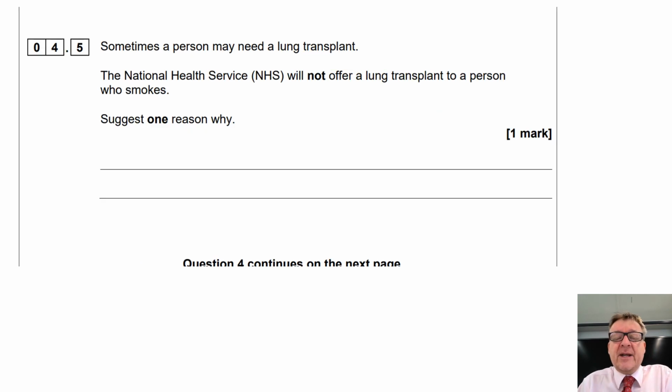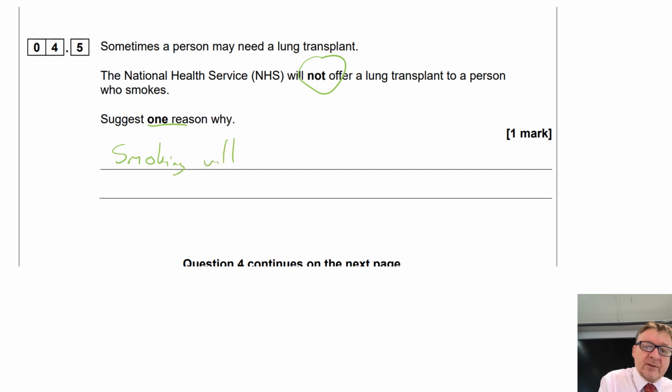Sometimes a person may need a lung transplant. The National Health Service will not offer a lung transplant to a person who smokes. Sounds harsh. One reason why. Okay, smoking will damage a new lung.